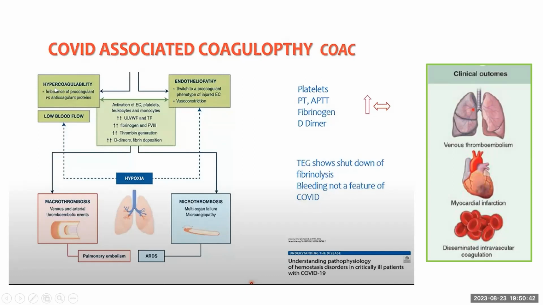Please remember that. So there's a hypercoagulable state because of the alteration in the coagulation factors and pathways. There's an endotheliopathy, and this is driven, apart from the COVID virus, by the hypoxia. So hypoxia drives hypercoagulability and endotheliopathy apart from the COVID virus itself. And this leads to macro and micro thrombosis, and pulmonary embolism can occur in these patients, and DVT can also occur.